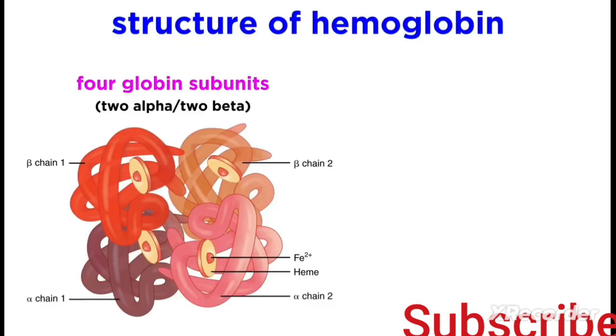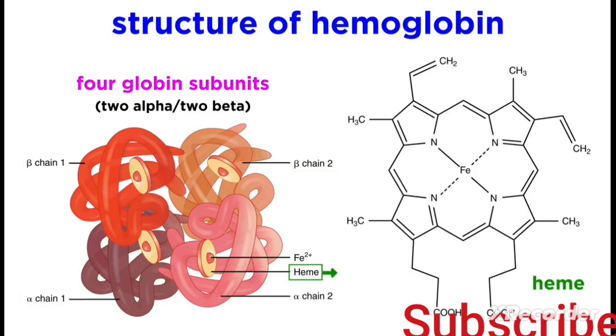This is the structure of hemoglobin. It is made of a protein called globin, consisting of 4 polypeptides, 2 identical alpha chains, and 2 identical beta chains, each of which is bound to a heme group with iron at the center.